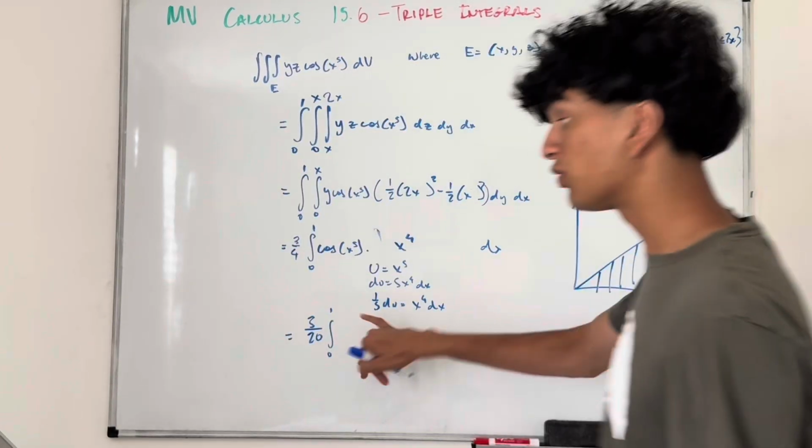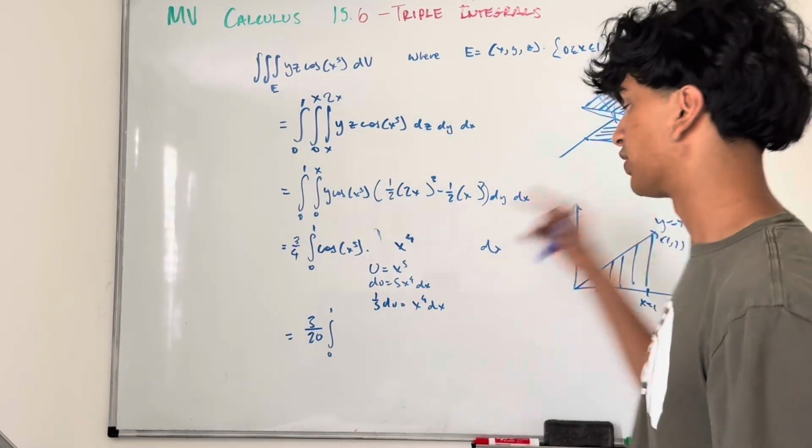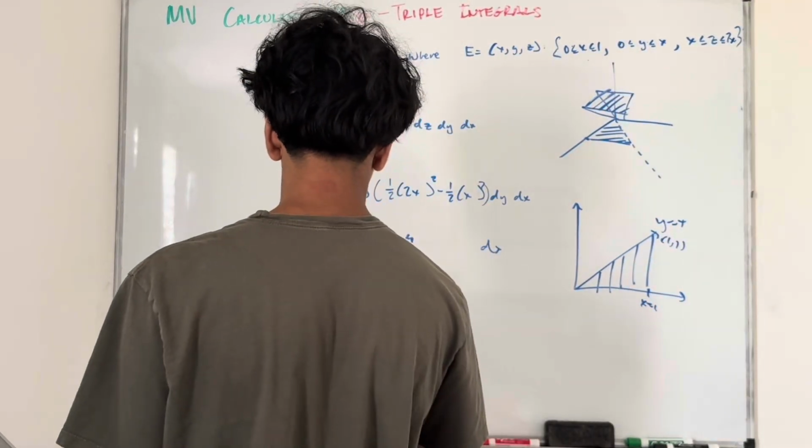For our bounds, 1 to 0, we don't even have to change those in this case, because when I do 1 to the 5th, I get 1. When I go 0 to the 5th, I get 0. So it ends up being the same. But I get cosine u du.